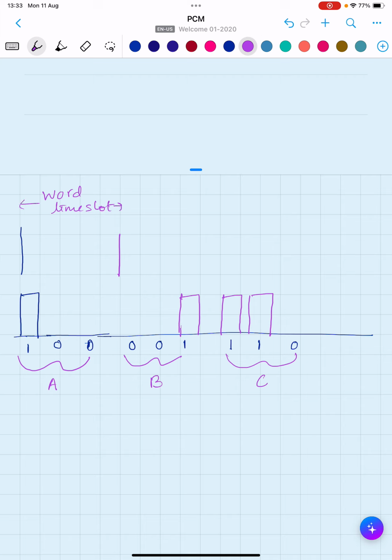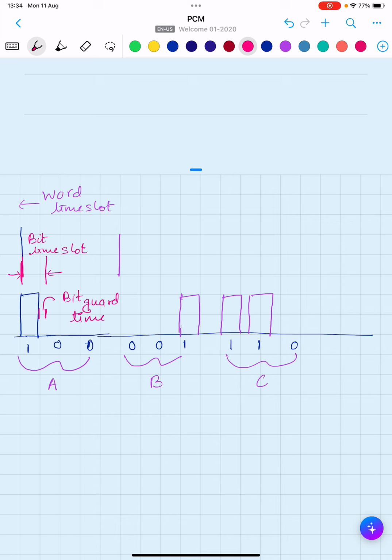Then you will have this, your bit time slot, and then there will be something here. So this is your bit time slot. And if I have to be more precise, then this time is your bit guard time, so that the bits don't overlap with each other.